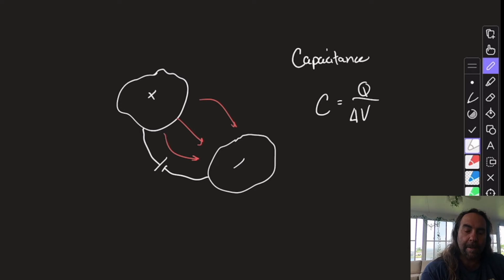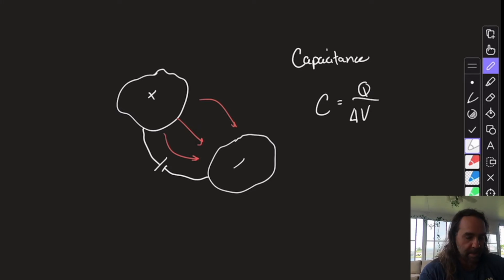When I apply a potential difference, how much charge is pushed from one to the other determines the capacitance. It's the capacity to hold or store charge. So if you have different groups of metals, you could compare them by capacitance by applying the same potential difference to each pair and seeing which one holds more charge.